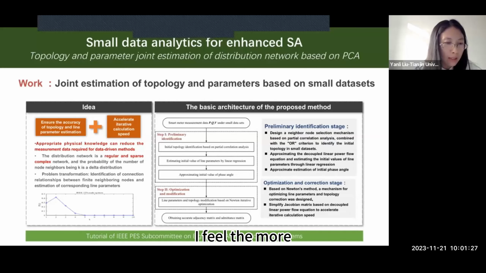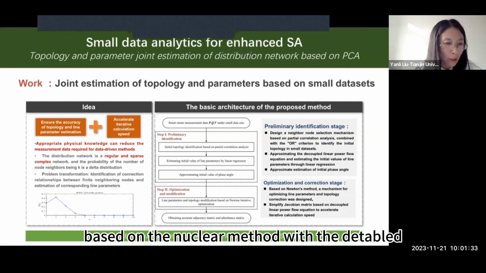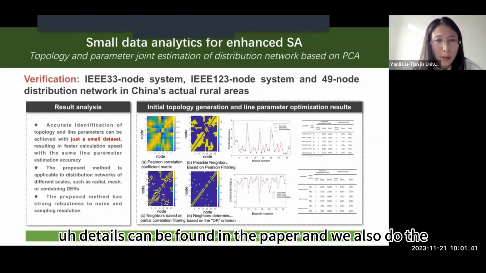And furthermore, the initial topology, line parameters and the initial phase angle are optimized based on the Newton method with the decoupled linear power flow model. So details can be found in the paper.